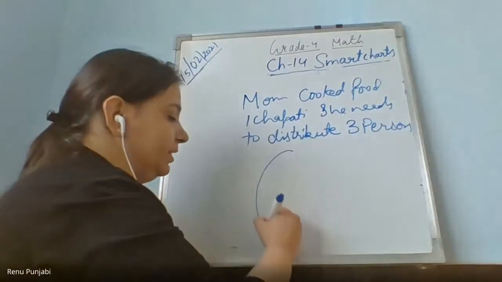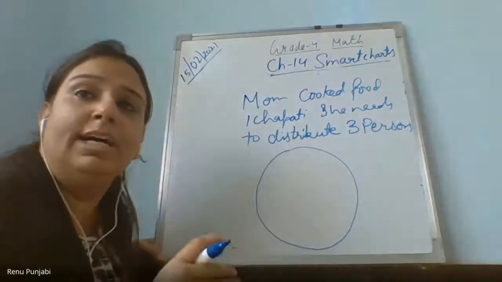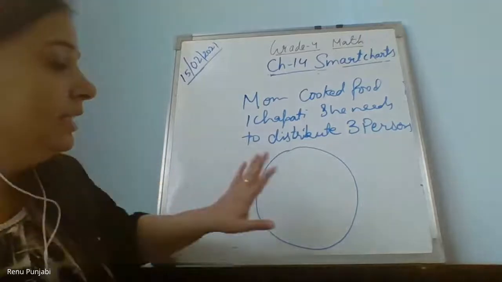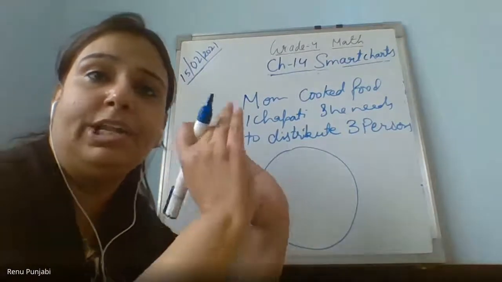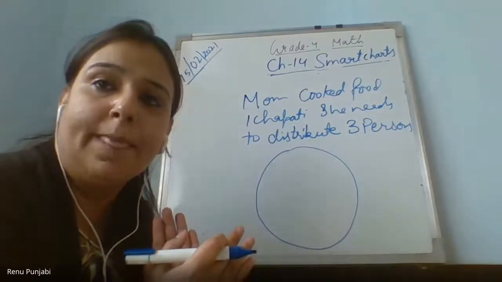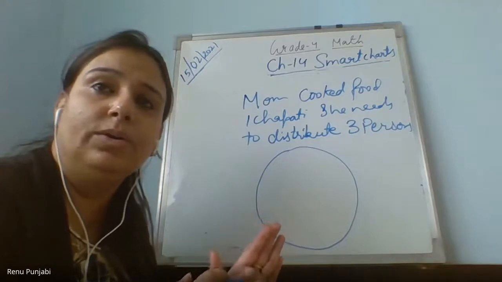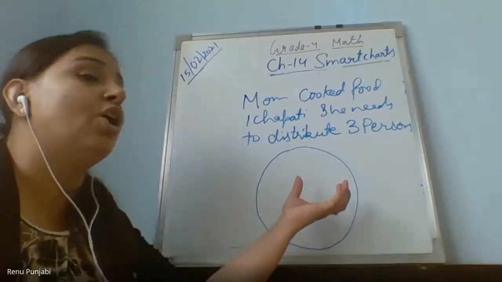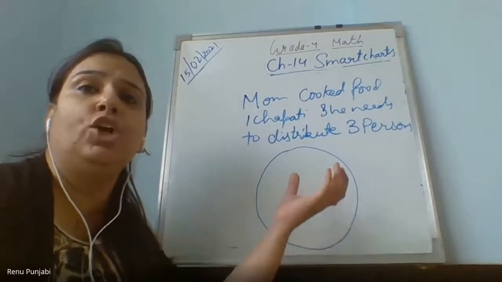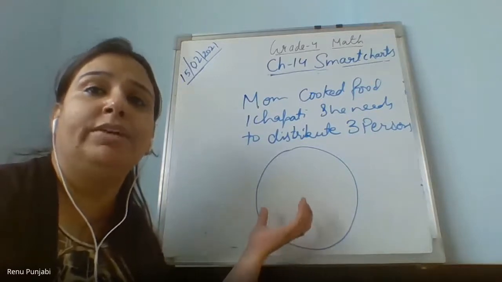When this is called the whole, complete whole, you have learned in the fraction pizza also, when it is complete whole, we put it into the circular form. And when we do the parts of the whole, then it will be the fraction. So this is the whole. This is whole chapati, whole pizza. That is why we are representing them in the form of circle.